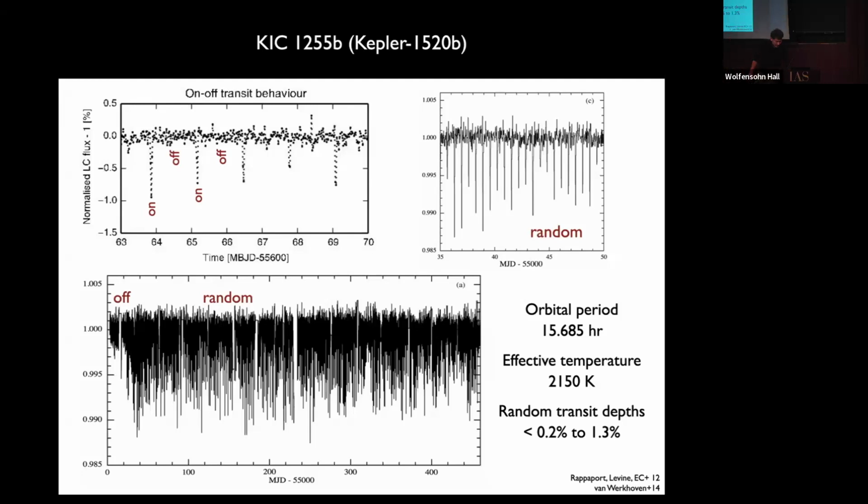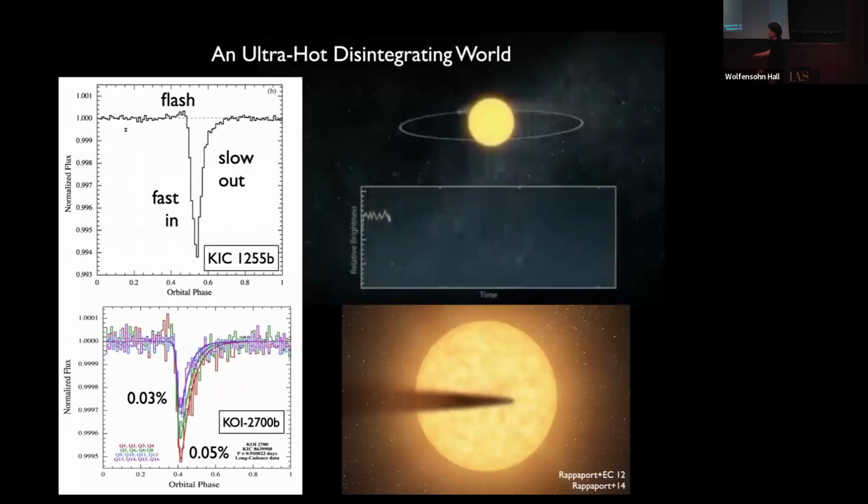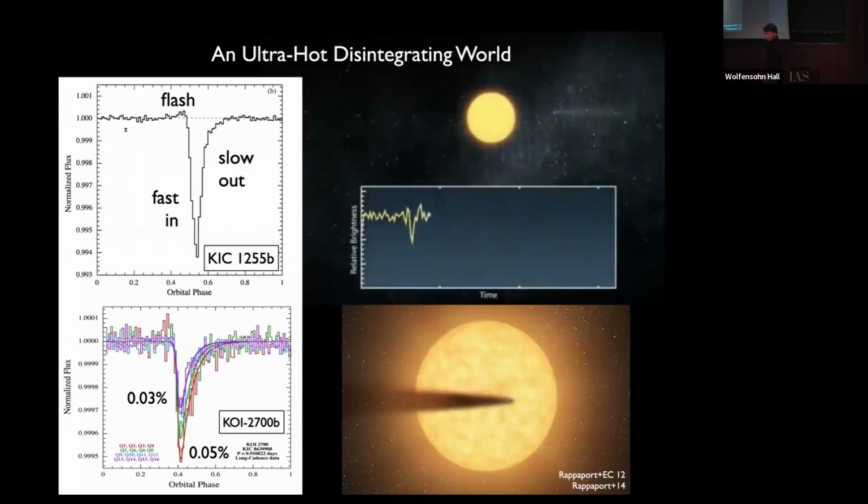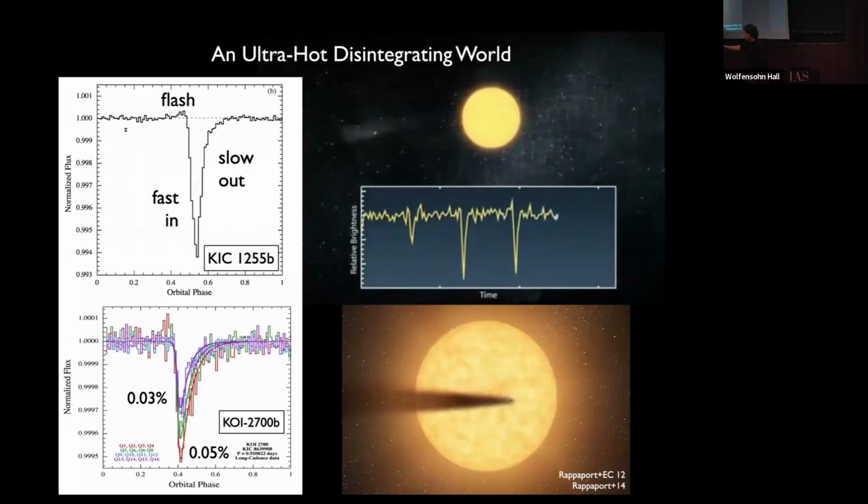That wind takes the form of a comet-like tail. We know this based on the shape of the light curve, which is fast going in and slow going out as it drags the tail across the stellar face. There's a whole class of these objects now. It's not just KIC 1255. Even Beta Pic, this archetypal debris disk, has a set of what people are calling these shark tooth transit patterns.